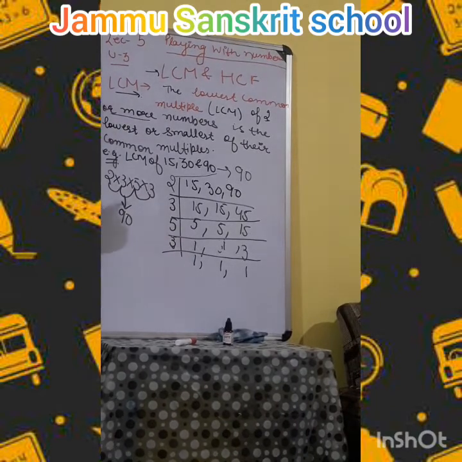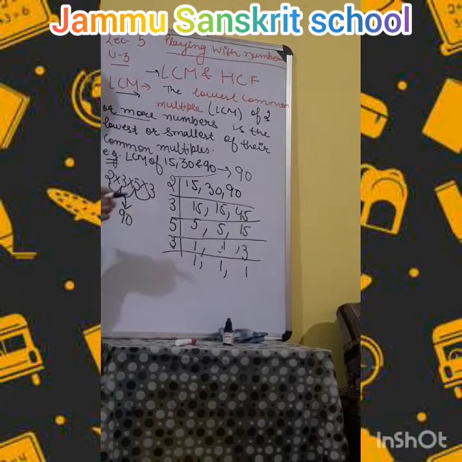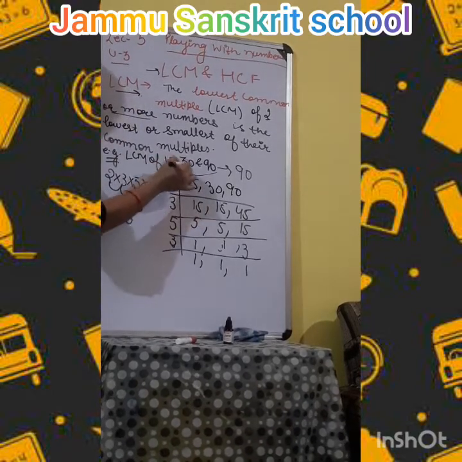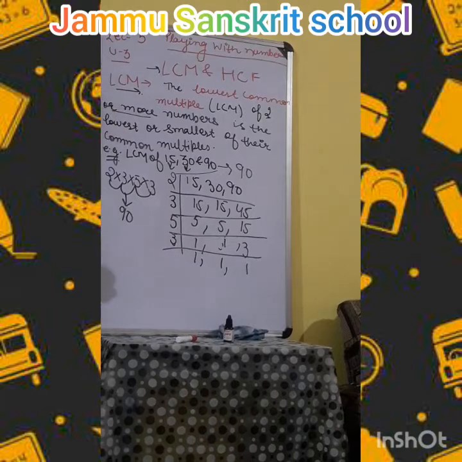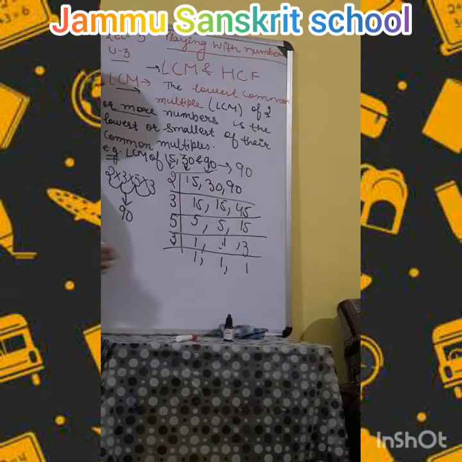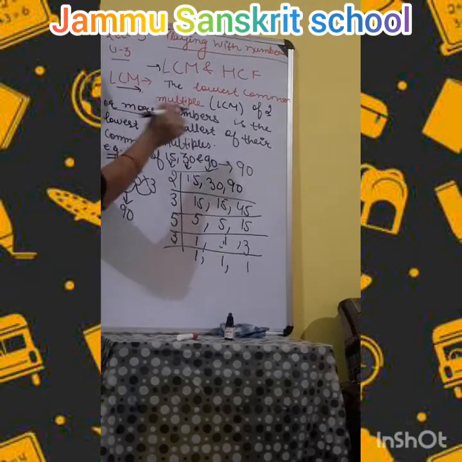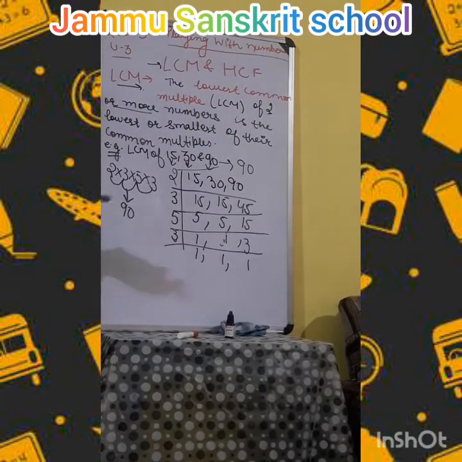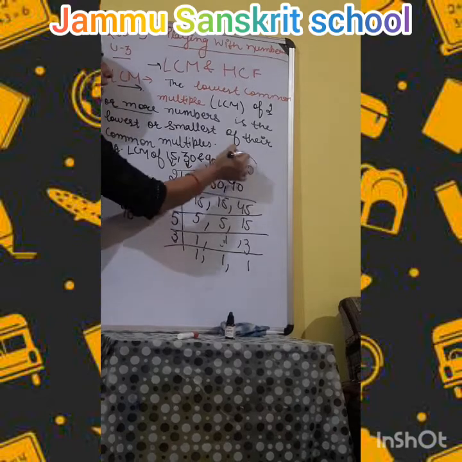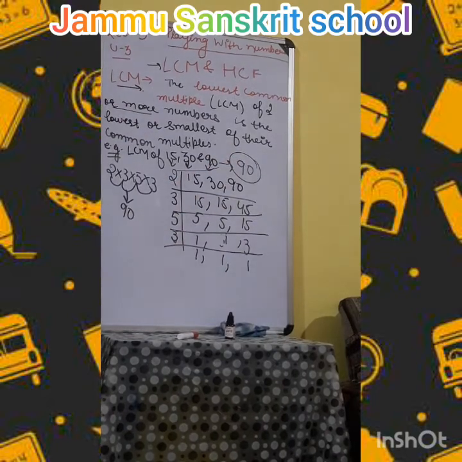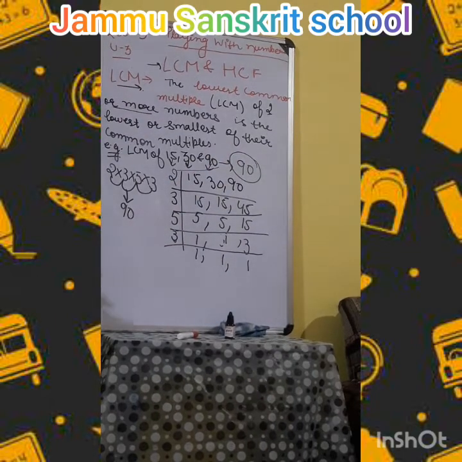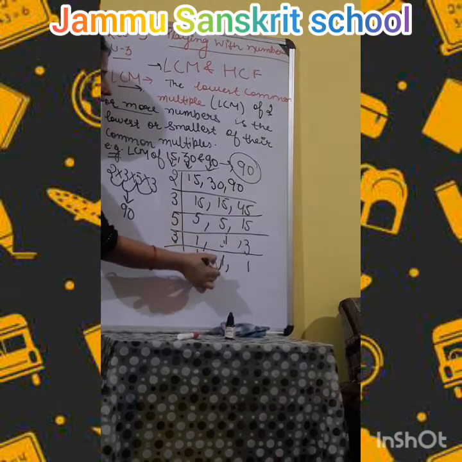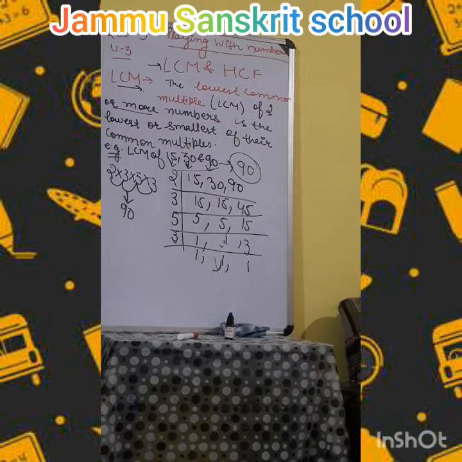Okay, there are two methods of finding LCM. This method is known as the division method, and next we have the listing method. What you need to do is find the factors of 15, then the factors of 30, then the factors of 90, then find the lowest common multiple among these three, and at the last you find the LCM. These are the two ways of finding LCM, but the most common method is the division method.